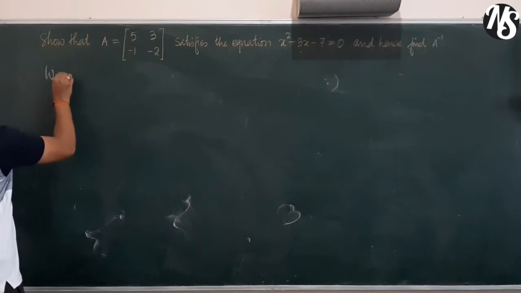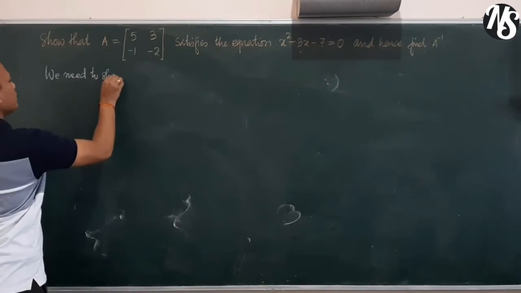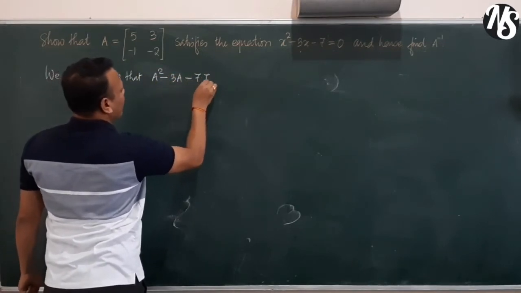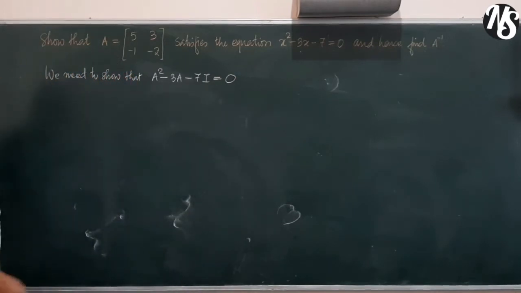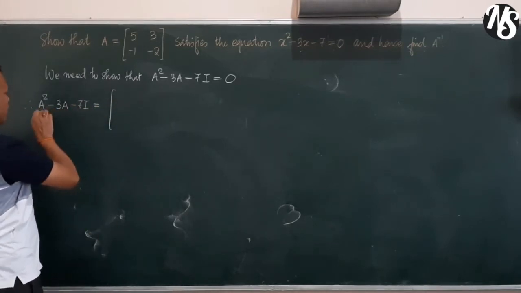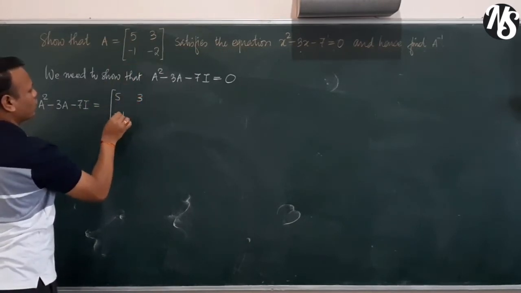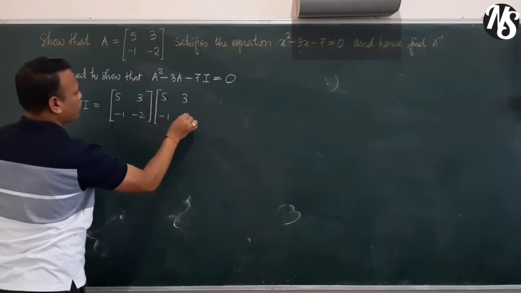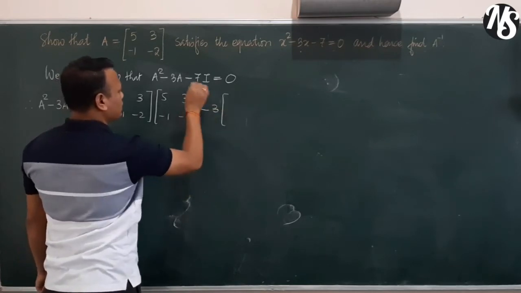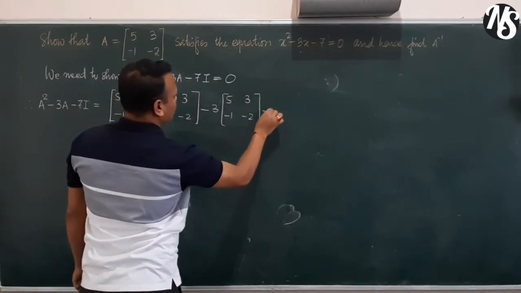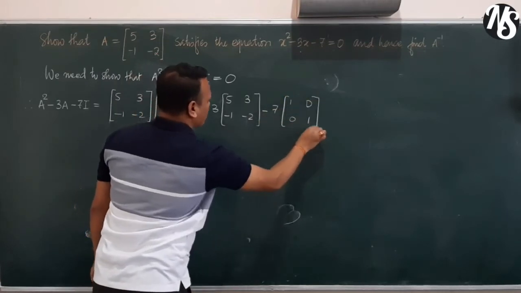Okay, so we need to show that A square minus 3A minus 7I is nothing but a zero matrix. So let's see. In the left hand side we have A square minus 3A minus 7I. You have already done this in your chapter on matrices. So A square is A into A, that is [5, 3; minus 1, minus 2] into [5, 3; minus 1, minus 2], minus 3A. A is [5, 3; minus 1, minus 2], minus 7I. I is [1, 0; 0, 1]. Okay, so we have this one.